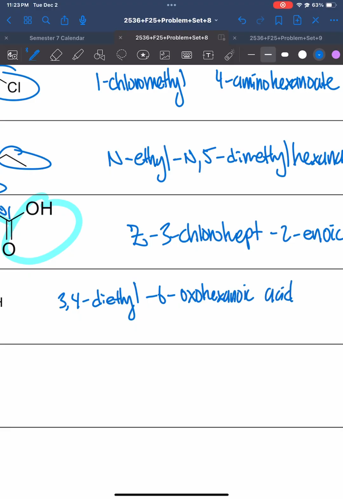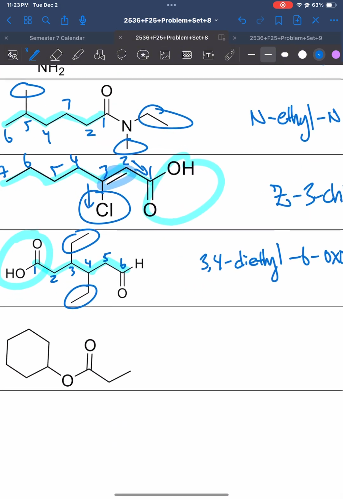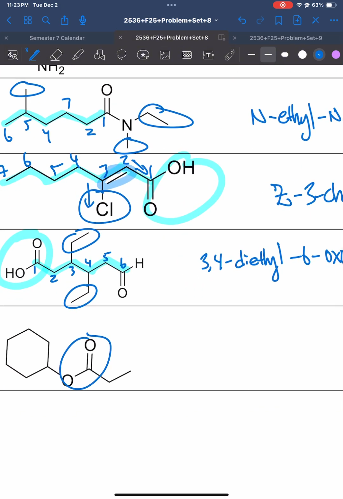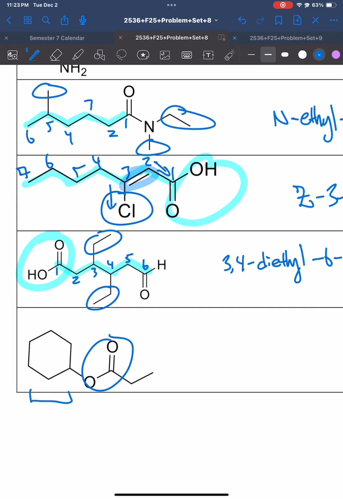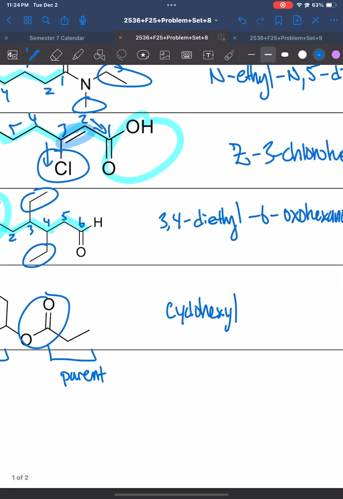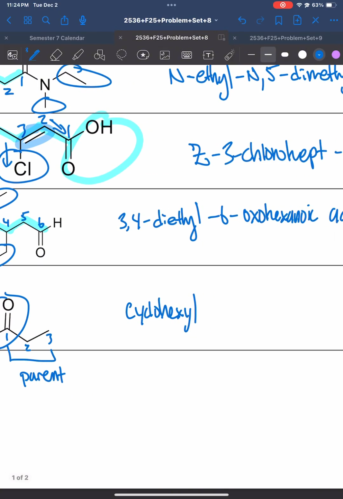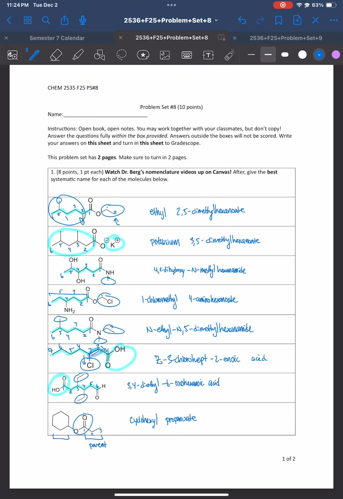Acid. Good. Last guy right here, we have another ester. Remember? Whenever we have a carbonyl next to an oxygen, we have an ester. So we're going to name this guy first, and this is going to be the parent chain. So we have this cyclohexane, which is going to turn into cyclohexyl. It's 1, 2, 3 carbons long, so we have a propanoate. All right, hopefully that all makes sense to you guys.